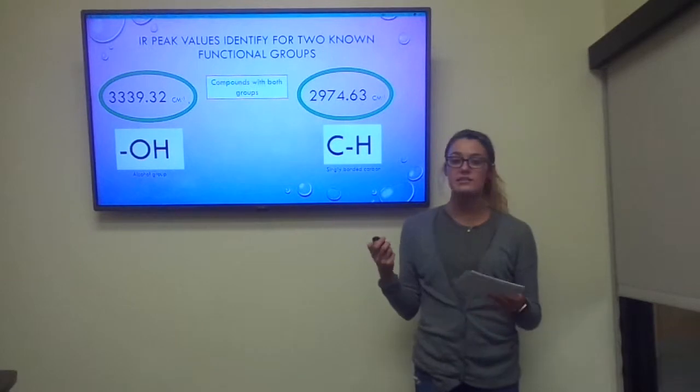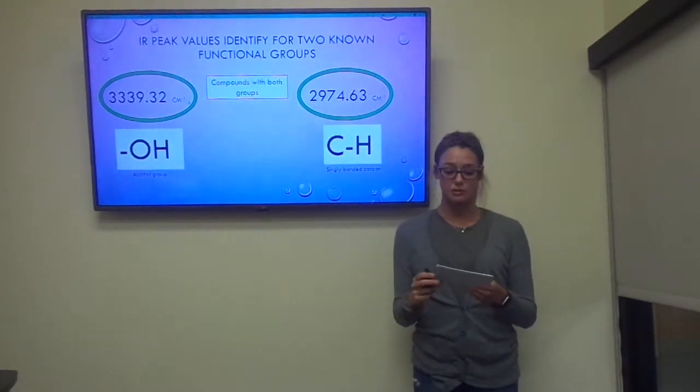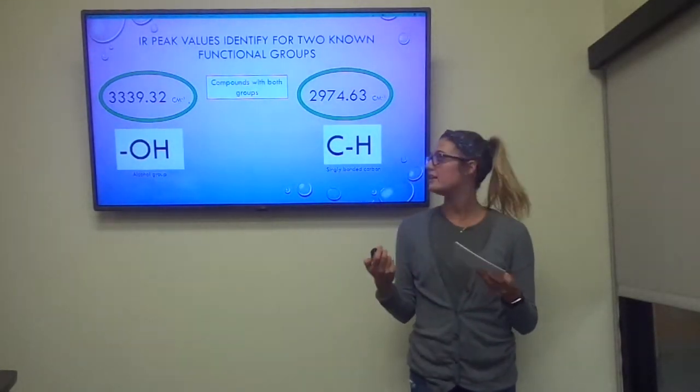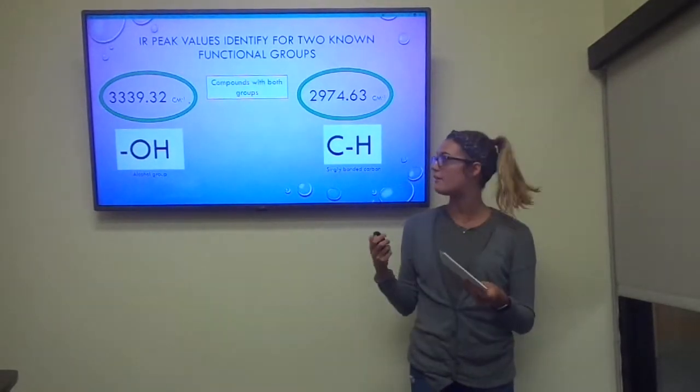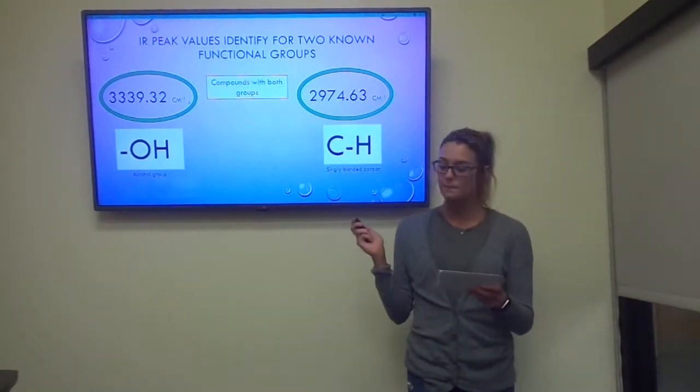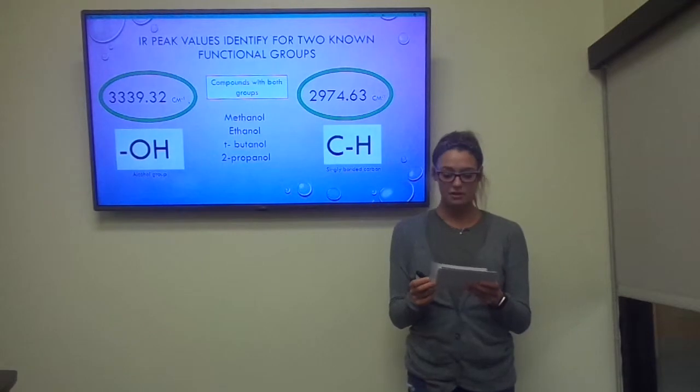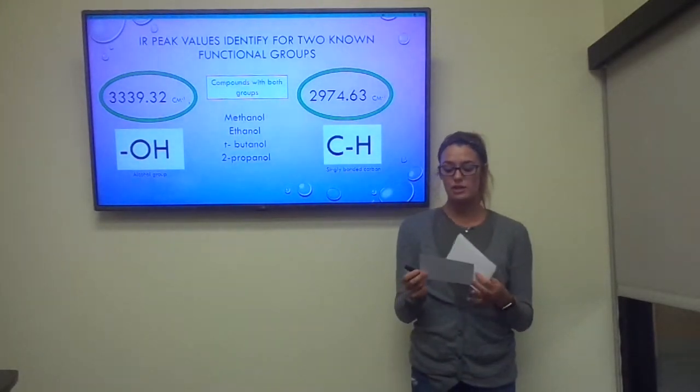Now, using both of these functional groups, I went back to that table that I showed earlier, and I found a list of possible compounds that can be devised by just using both of these functional groups. So those compounds were methanol, ethanol, t-butanol, and 2-propanol.